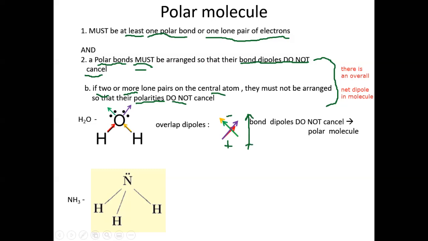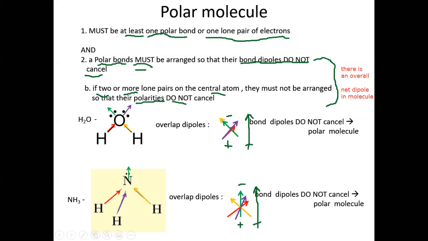Now if we look at ammonia, the NH bond is a polar bond. Nitrogen is more electronegative than hydrogen. They all point towards the nitrogen, and then there's a lone pair that has a little negativity. So when we overlap these, you see they don't cancel out. What we get is a negative end toward the nitrogen's lone pair and a positive end toward the hydrogens. So again, there's a net dipole in this direction. So therefore it's polar.